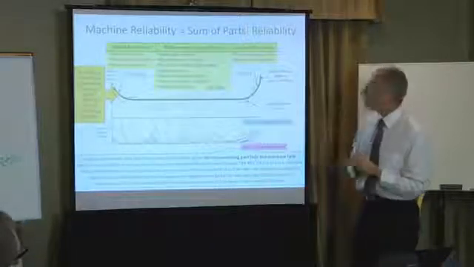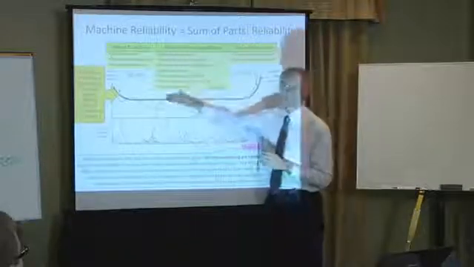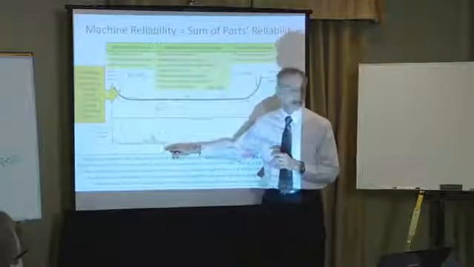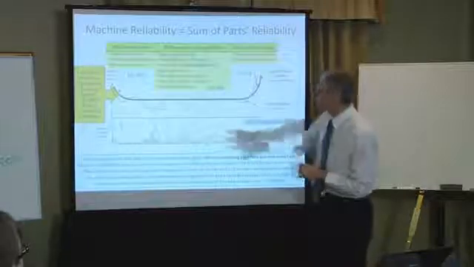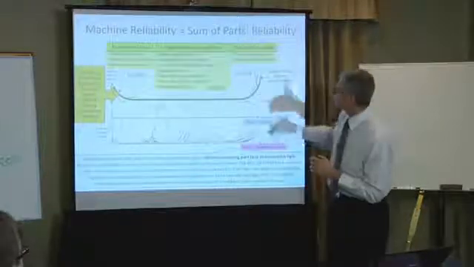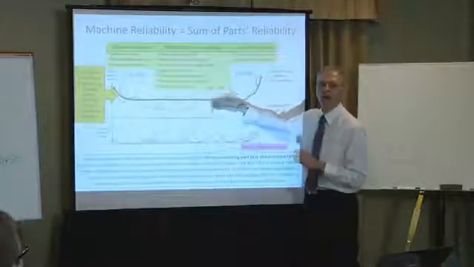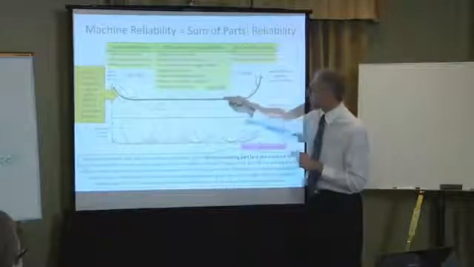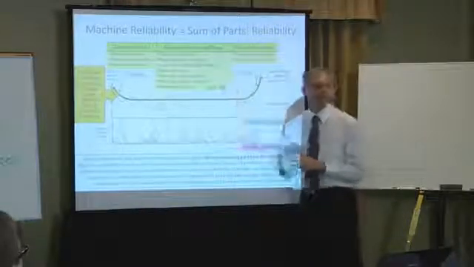What this is trying to say is that my machine fails because the parts fail. If I can prevent the parts from failing, then this curve comes lower and lower and lower, because that curve is a result after the parts break.